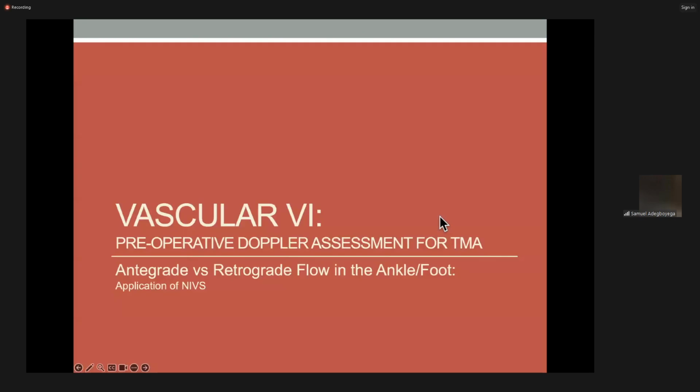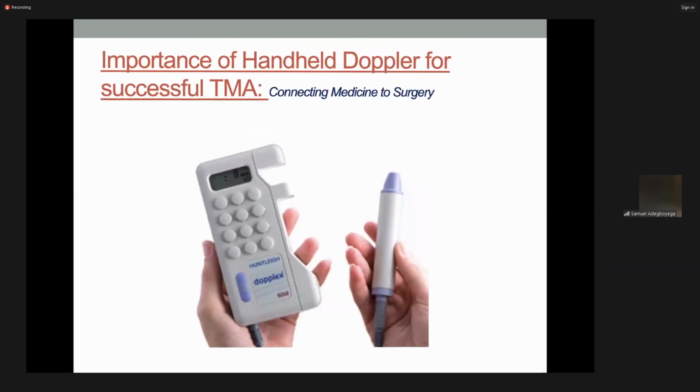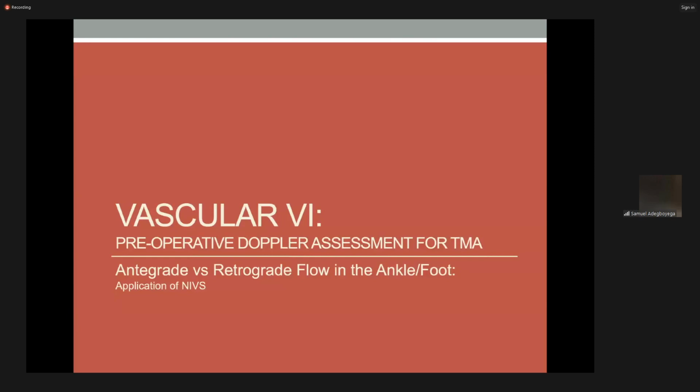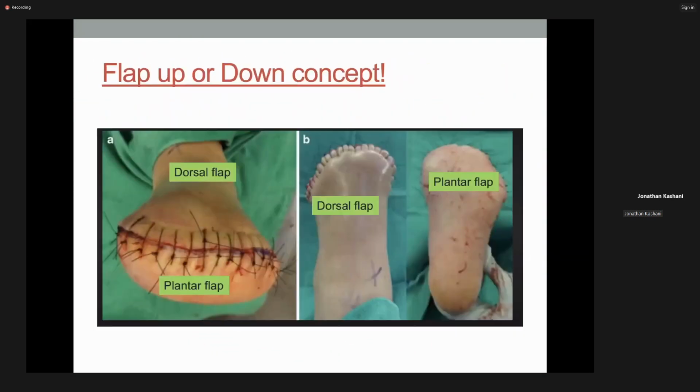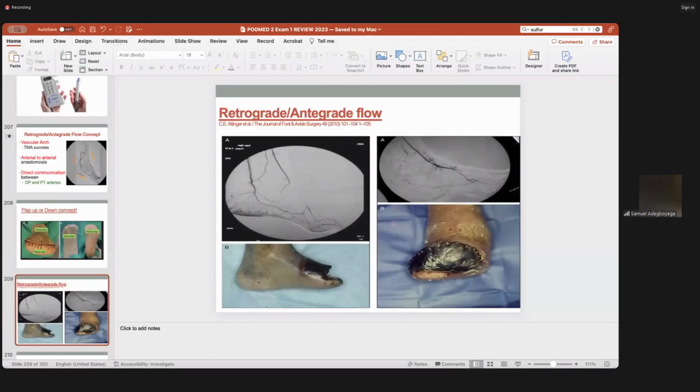All right. So when should you perform a BKA? If they're ambulatory. What about AKA? If they're non-ambulatory. Okay. So that's it for PAD. PAD is a lot of questions. And when I'm done with my review, I'm going to ask you questions at random and see what you guys know, and we'll go from there. So let me go to the next one.